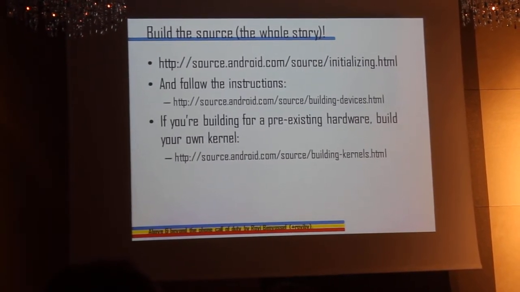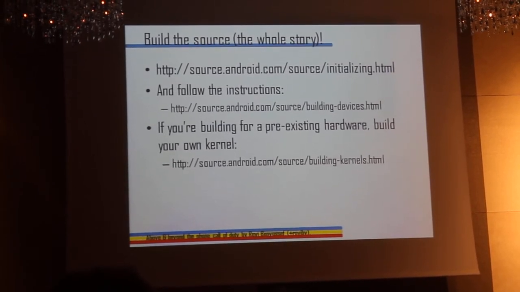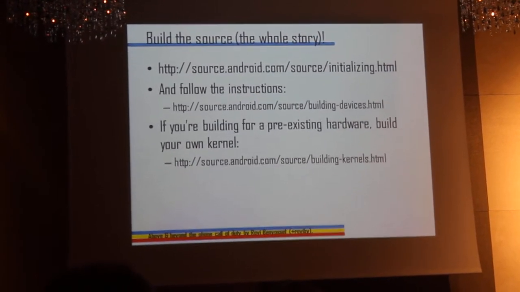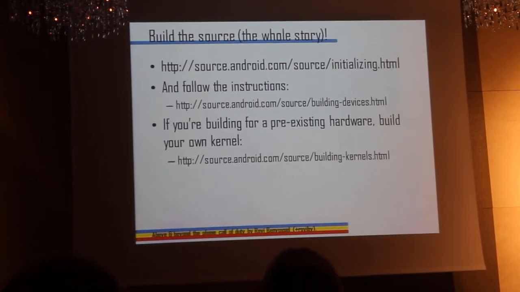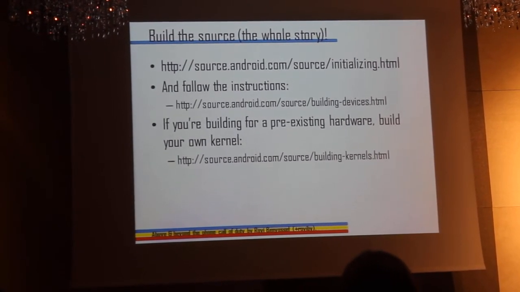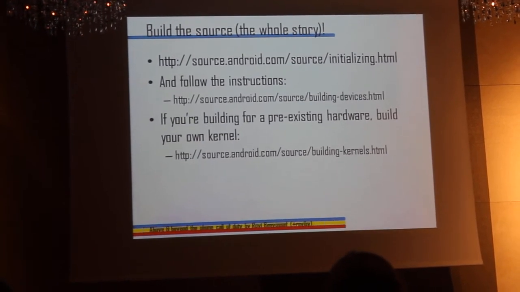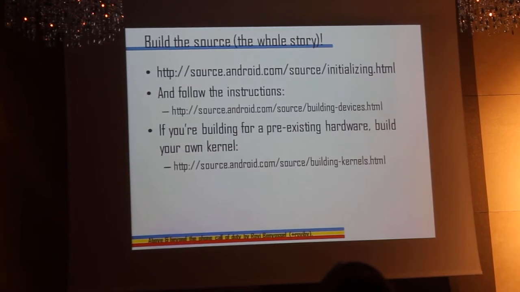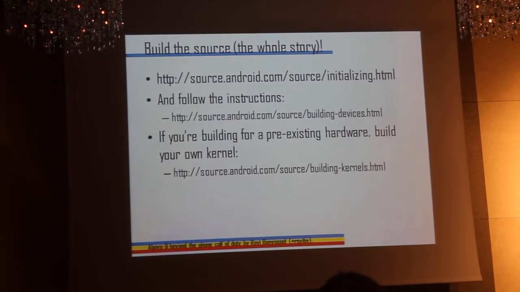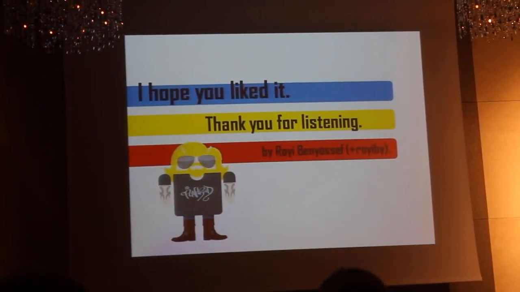complete manual, because we don't have enough time, you need to go to these links. You have 2 links for building your own ROM, and if you want to build a ROM for a pre-existing device, such as your phone, you need to build your own kernel. So the link underneath takes you there and explains how you build a kernel for your own phone. How easy is that? Well, I hope you liked it. Thank you very much.